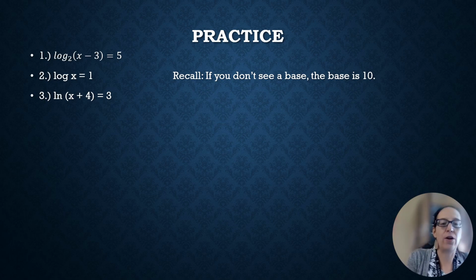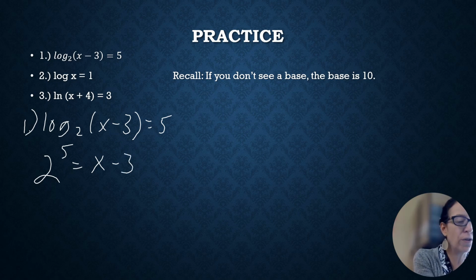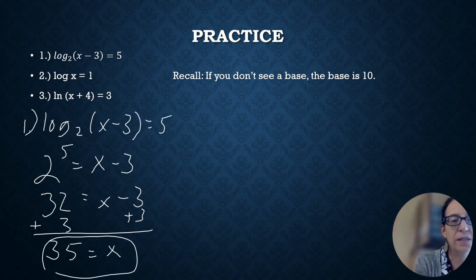All right, so in our first one, we have log base 2 of x minus 3 is equal to 5. When I change that over, I will have 2 to the 5th power is equal to x minus 3. Now, you might know 2 to the 5th power, but if you don't, grab your calculator and do it out, okay? 2 to the 5th power is 32. And then we will add 3 to both sides, and we will get x is equal to 35.